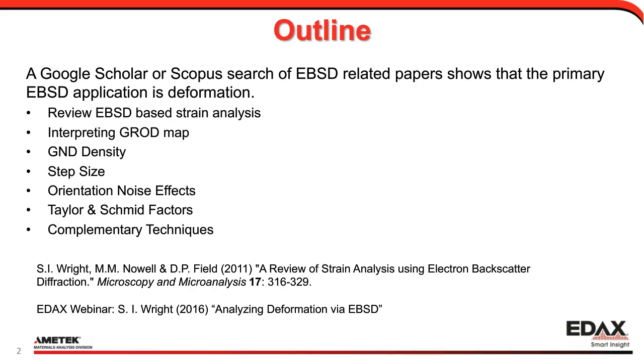In today's presentation, I'll give a review of some of the tools we have in the OIM Analysis software for analyzing strained materials. And specifically, I'll be looking at using the GROD map or GROD maps. I'll explain what those are. And then we'll take a brief look at GNDs, geometrically necessary dislocation density, and step size effects, noise effects, and then also look at Taylor and Schmid factors, because they also can play a role in interpreting the results. And then I also wanted to talk about some of the complementary techniques that are becoming more and more common and provide us a broader picture of strain.